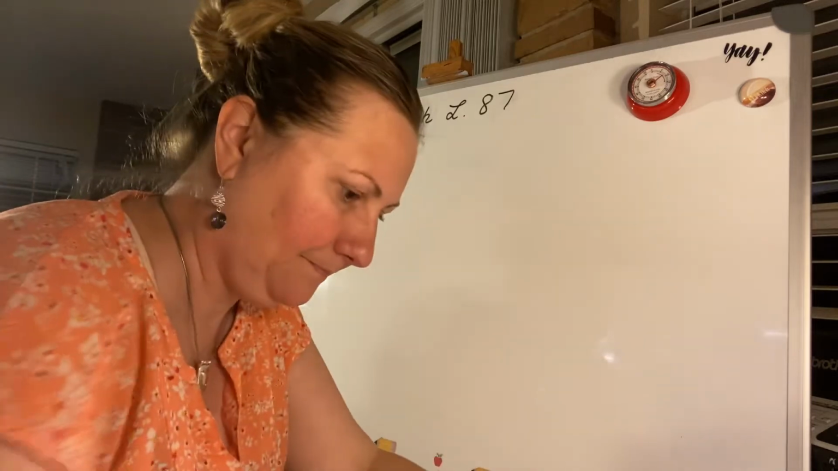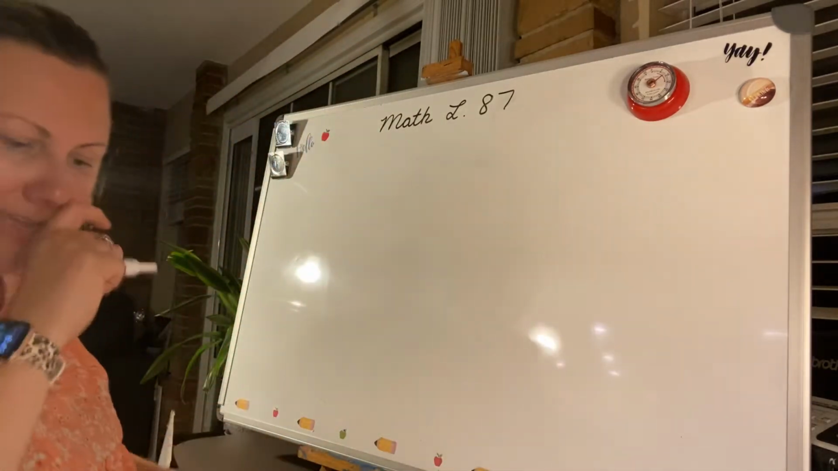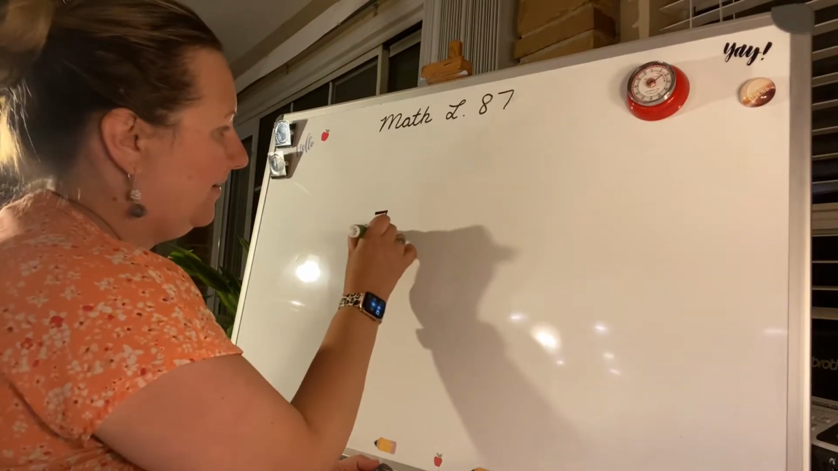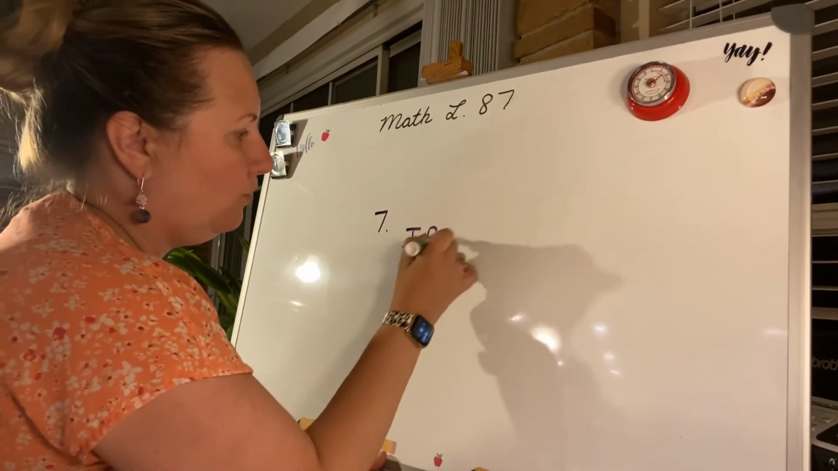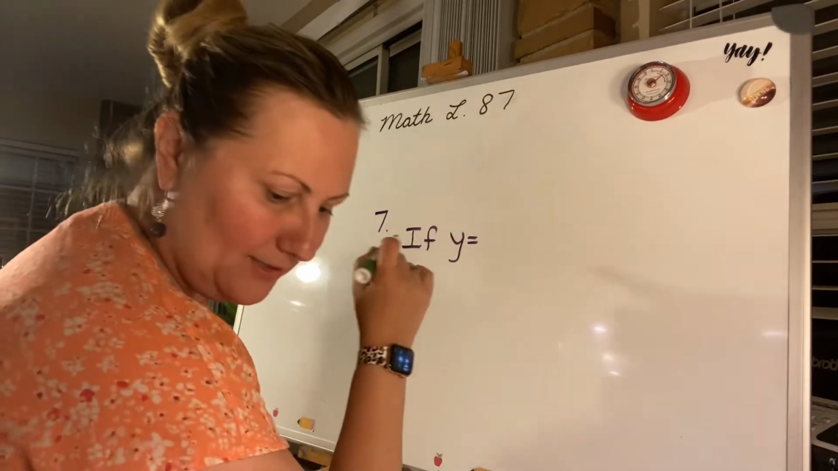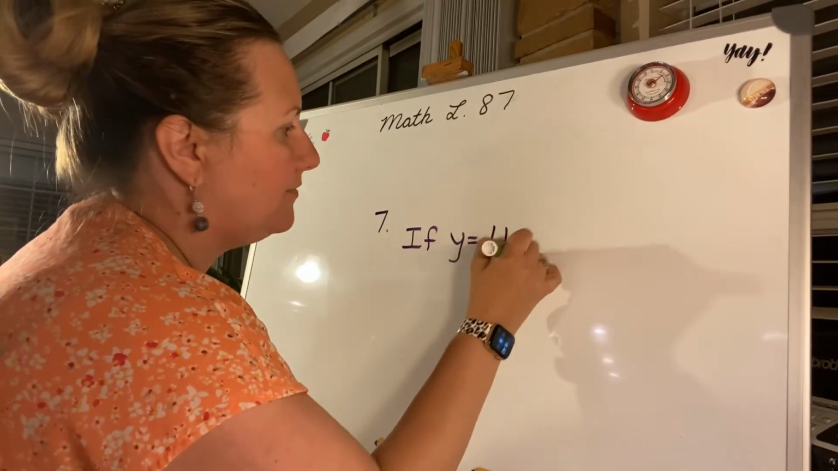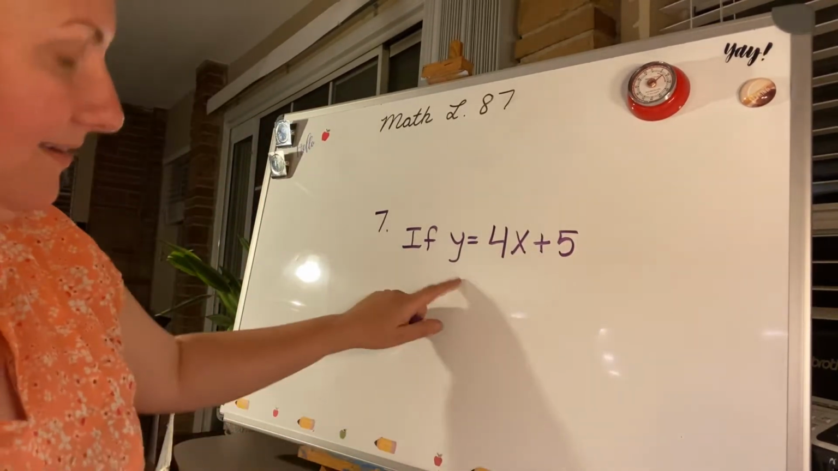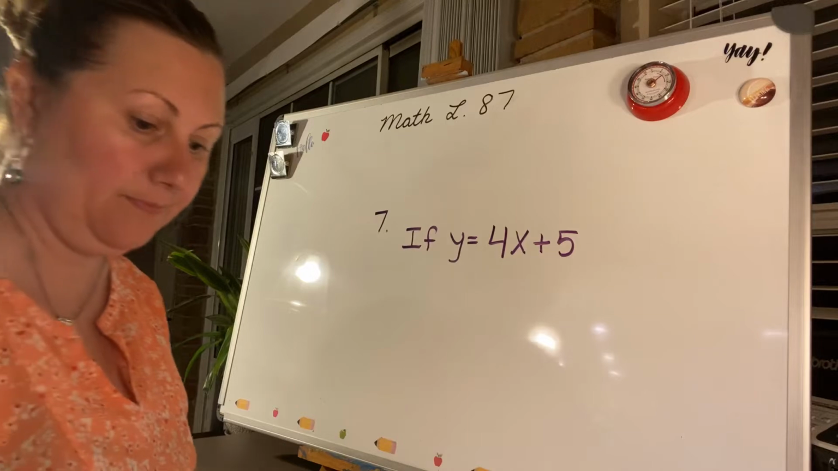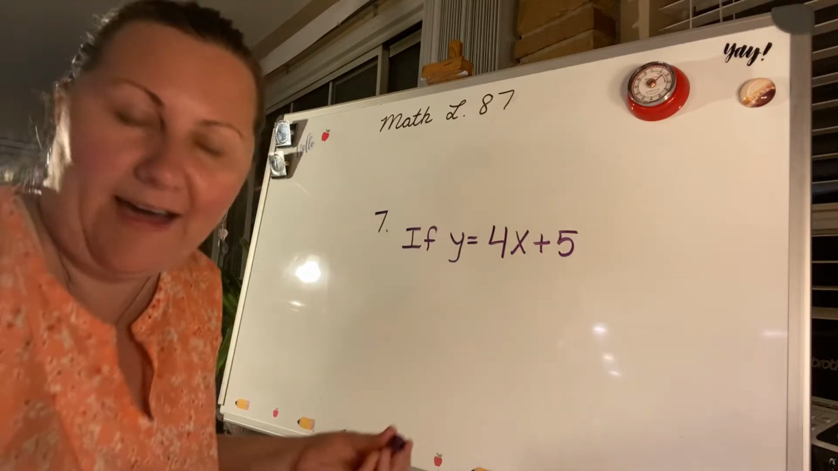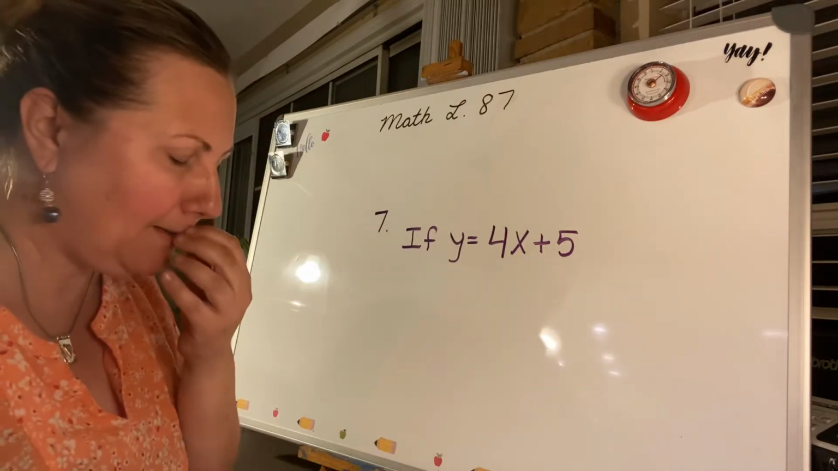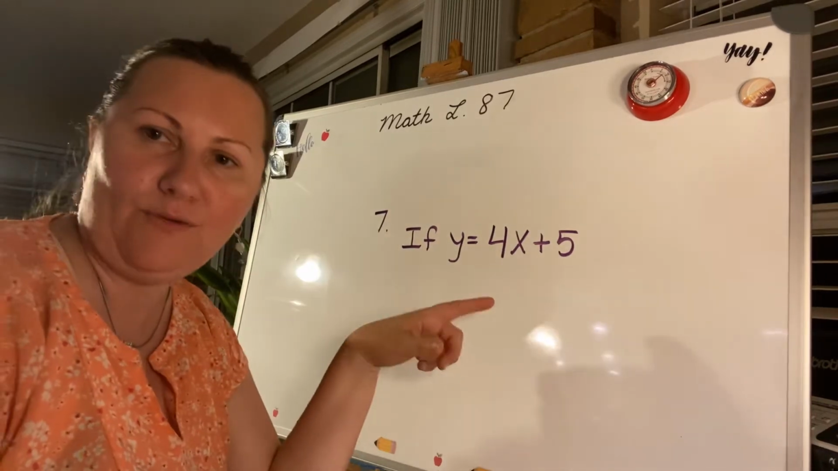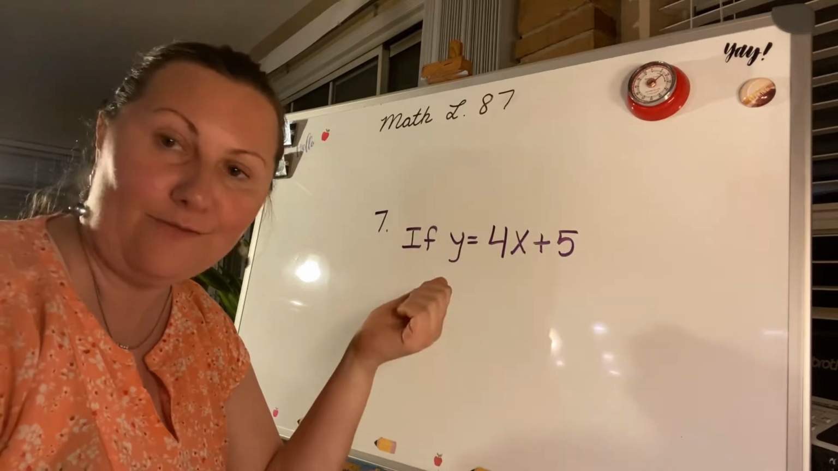All right. Number 7 says, if y equals 4x plus 5, what is y when x is 4 or 5 or 6? So if you think back, this is a problem that we use for graphing, right?